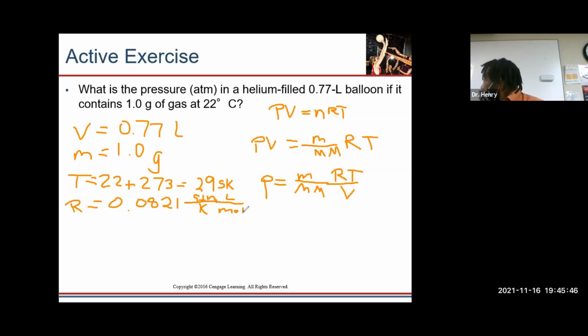Okay, so then we plug everything in. What is the molar mass of helium? Where would I find that? On the periodic table. This is your chemistry class. You should have that out already. I shouldn't have to tell you that.